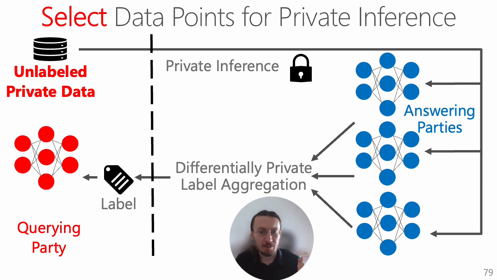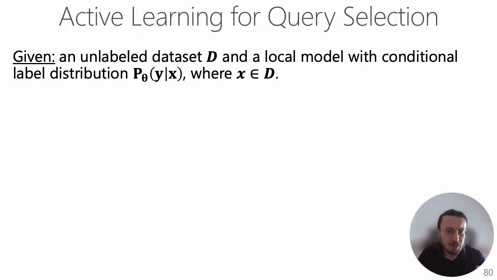In Capsi, the querying party can send a limited number of queries to the answering parties due to constraints on privacy leakage. Thus, the querying party has to select which data points from its unlabeled private dataset should be sent for prediction. The querying party decides which data samples to send at every single step in the Capsi protocol, and which data point to send to the answering parties for labeling.